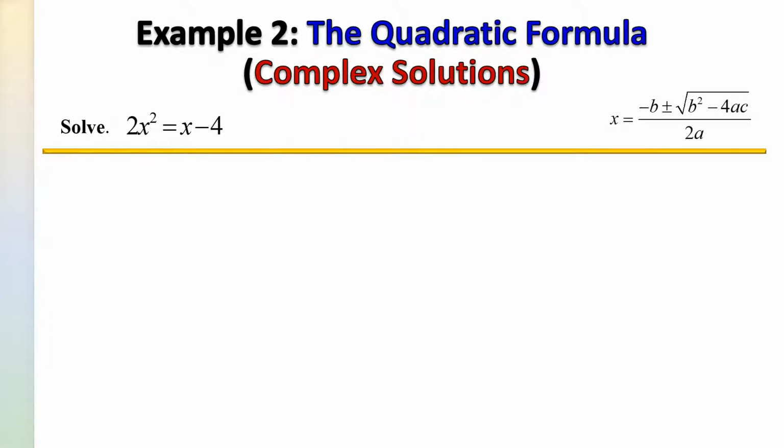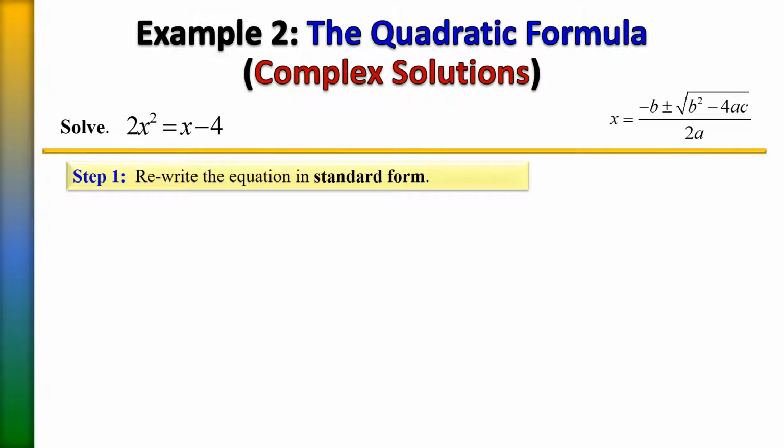Example 2, using the quadratic formula. Solve 2x squared equals x minus 4. Now the first thing you should notice here is that this equation is not in standard form. So the first thing we need to do is to rewrite it in standard form.